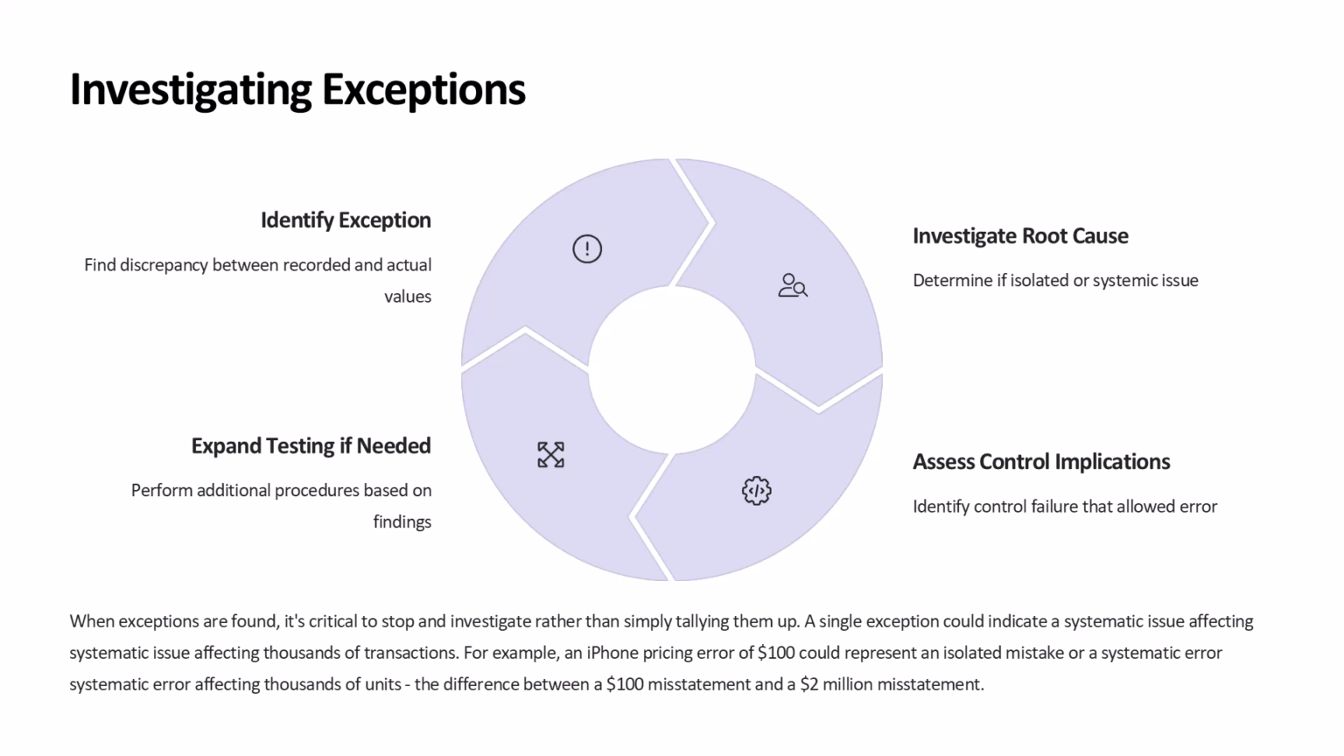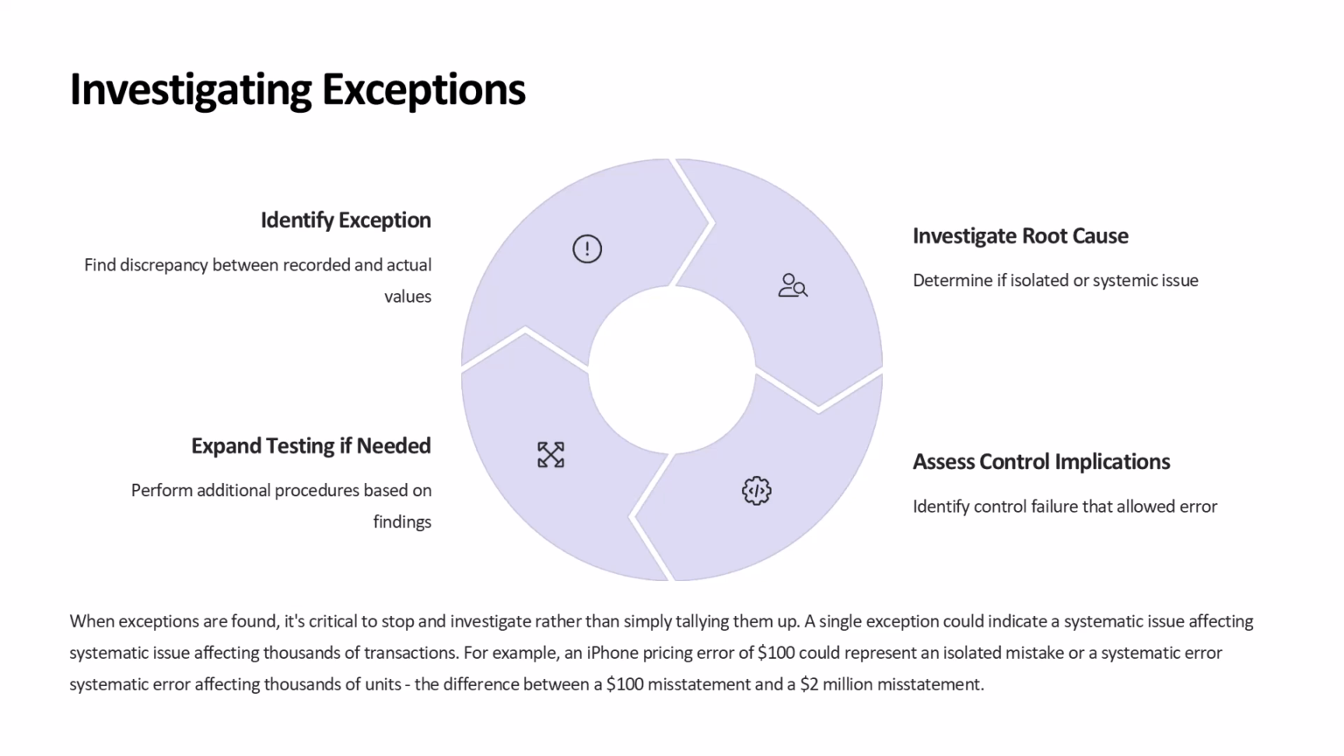When investigating exceptions, consider these key questions. 1. Is this an isolated incident or indicative of a systemic issue? 2. What control failure allowed this error to occur? 3. Could this error type affect other accounts or financial statement areas? 4. Is there any indication of intentional misstatement that might suggest fraud? The answers to these questions often lead to additional audit procedures or adjustments to your audit approach.